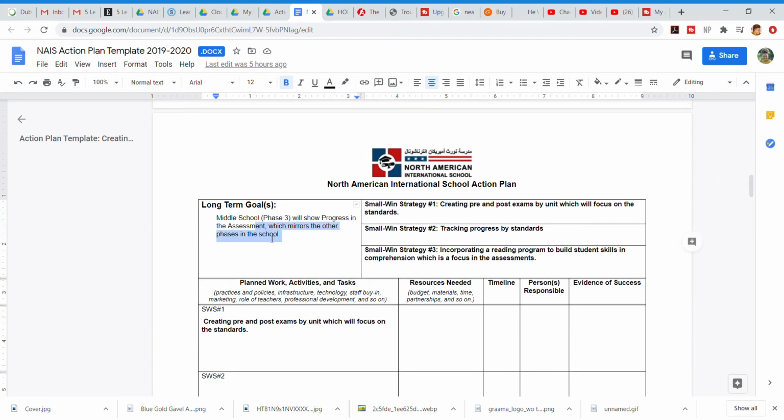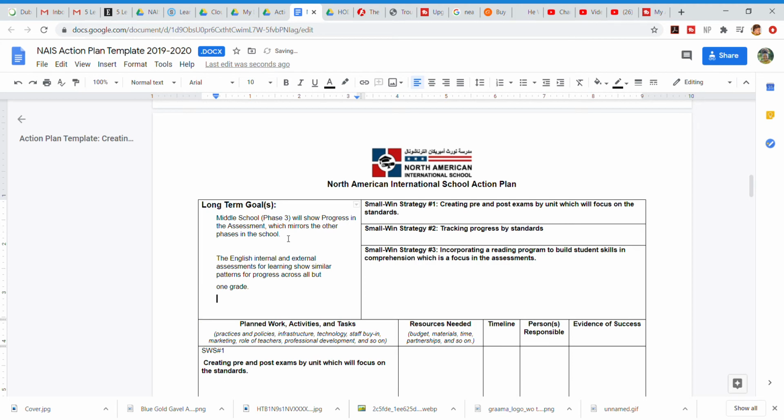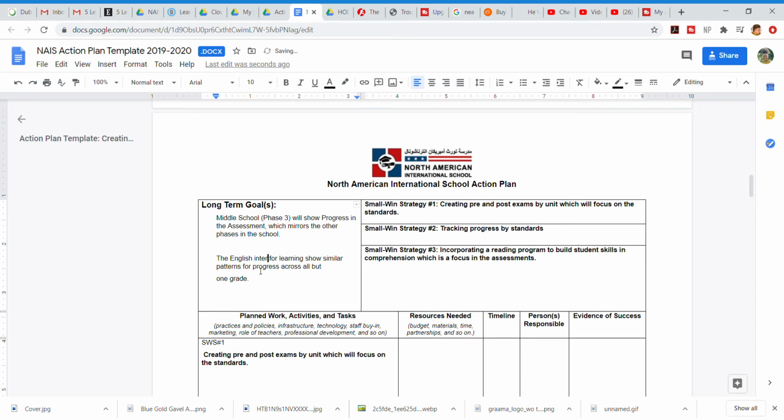It says middle school phase 3 will show progress in the assessment, which mirrors the other phases in the school, which is basically the exact same thing that I just pasted: the English internal and external assessments for learning show a similar pattern of progress across all but one grade. I took this originally and created this goal, which means my school is now focused on showing progress in assessments that mirrors the other phases.